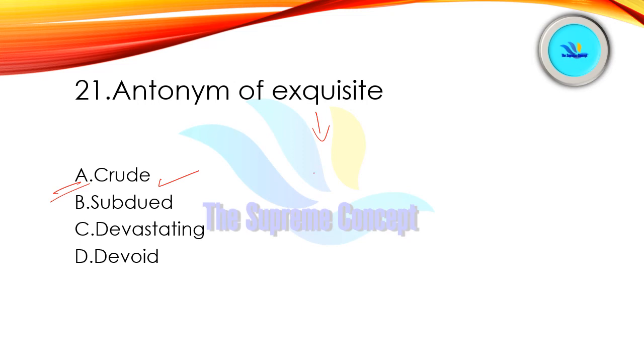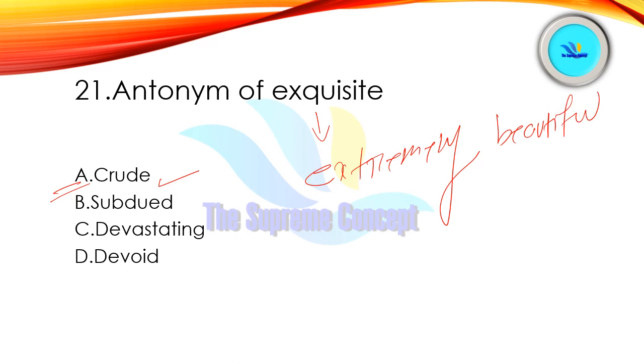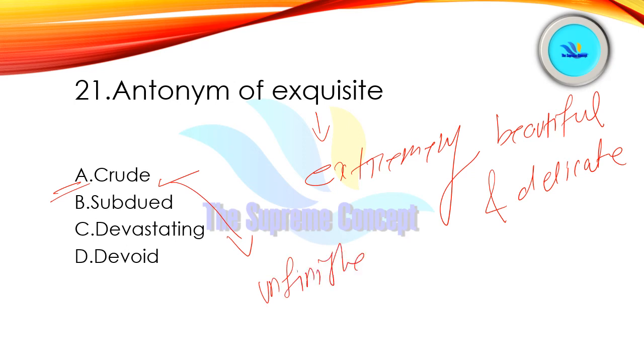Exquisite means extremely beautiful and delicate. Crude is the antonym here. Why so? Because crude means unfinished, or we can say rudimentary.